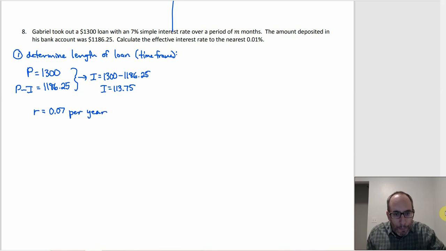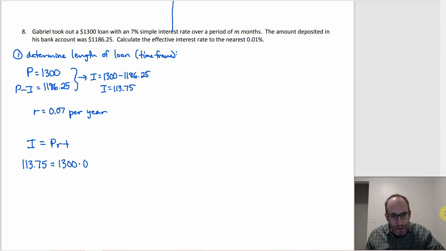per year. Okay, and then the thing we're supposed to be solving for is T. But we know what I is, we know what P is, we know what R is. So we've got everything else. So we should be all set for that. So if I equals PRT, and we're going to solve for T, we're going to have 113.75 equals P is 1,300, then R is 0.07, and then T for now is just T.